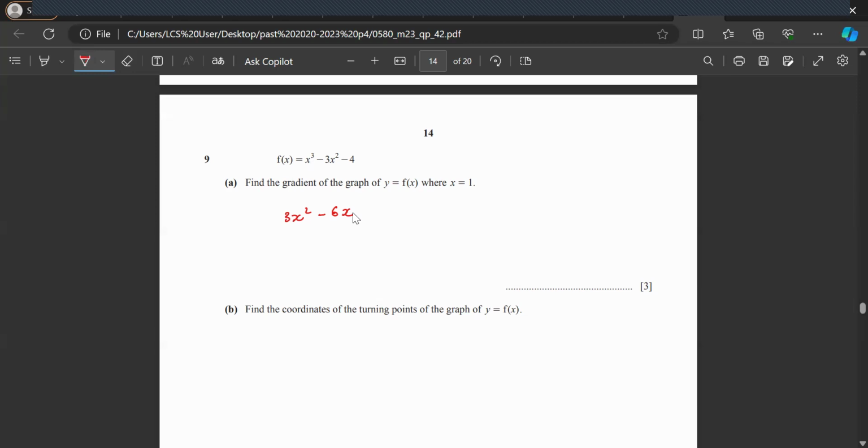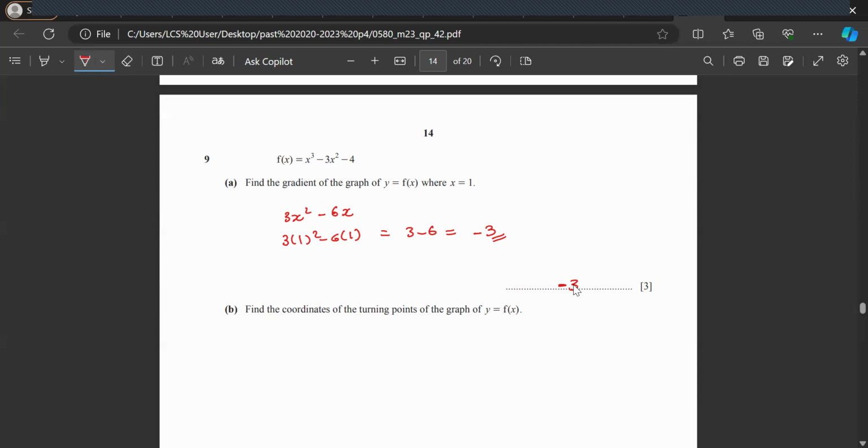I will substitute x equal 1. Okay, do not get confused between the two cases. So I will put here x equal positive 1, not negative 1, sorry. Okay, 1. So it will be 3 minus 6, which is negative 3. So the gradient is what? Negative 3.